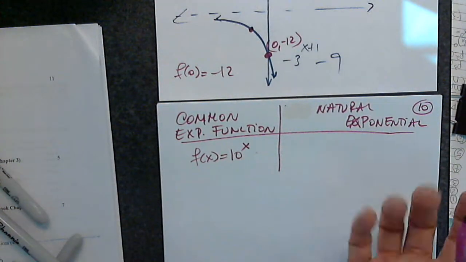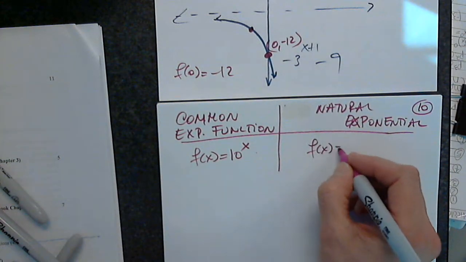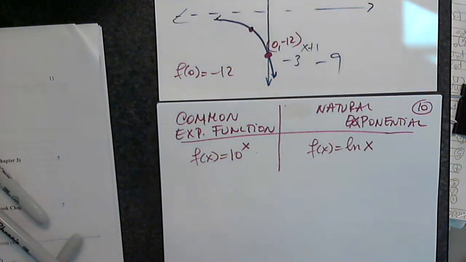There is also the natural exponential function, which is f of x equals e to the x. ln comes from German.